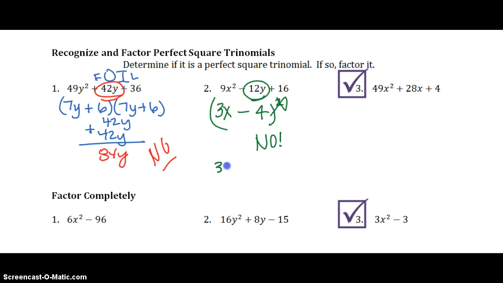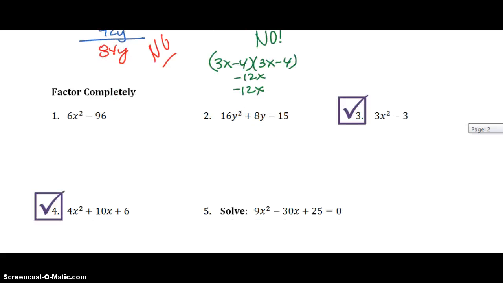If you need to set them up the whole way, sure, it's okay to set it up. We know the first term, we know the last term, we're going to check the middle two terms. And when you check the middle two terms, you find out that they did not give us the negative 12y. So I'm going to leave number 3 for you to check on your own.